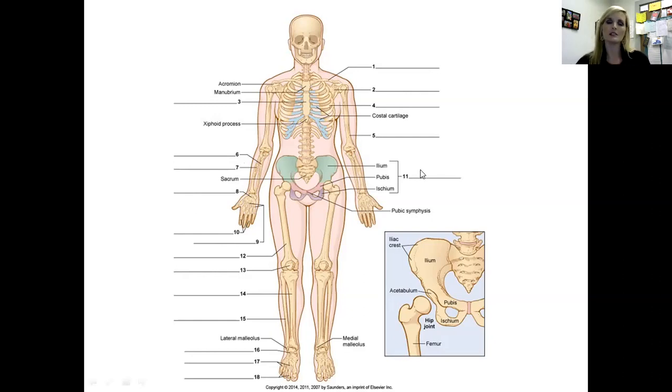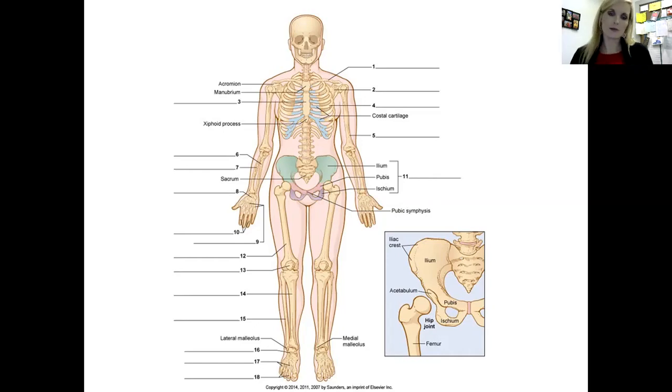Now, number 11 is simply pointing out the entire pelvic girdle that we talked about, so that entire pelvic area, but it does point out the 3 parts of that coxal bone that we talked about. So the ilium, there in green, and the pubis, which you can see in the front, colored pink in the diagram there. And then the ischium down there at the bottom, labeled as purple.